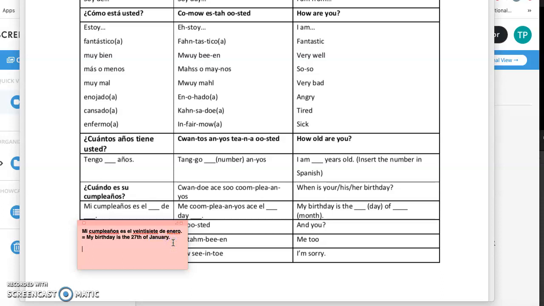So if my birthday is, I don't even know what today's date is, the 17th of April, I would say mi cumpleaños es el 17 de abril. Okay? Again, side note, in Spanish, don't forget the months are not capitalized. Okay? So that's how you say your birthday in Spanish.